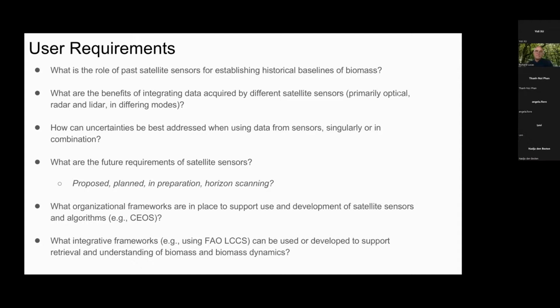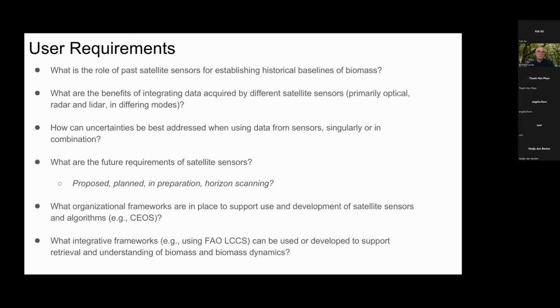How can the uncertainties be addressed? And Ron will talk about that when using data from sensors, again, on their own or in combination. What are the future requirements of satellite sensors, whether proposed, in preparation, or what do we want? What's missing from that selection?